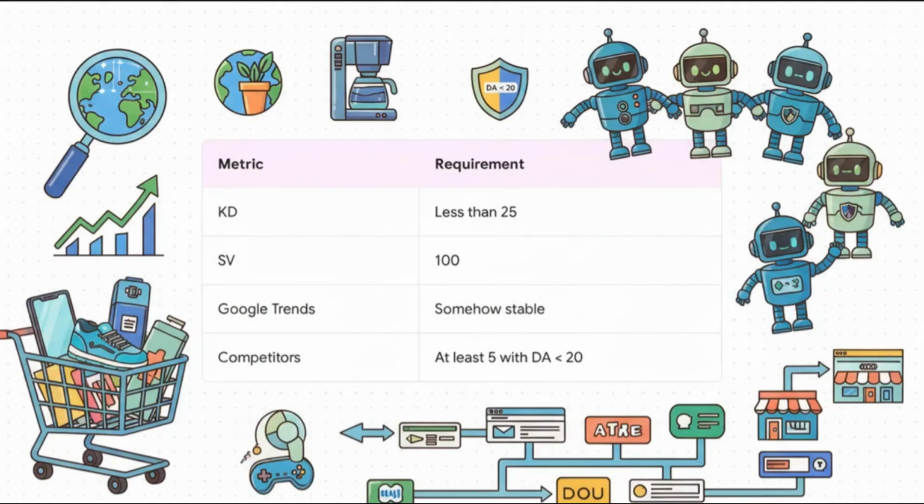For e-commerce, the numbers look pretty similar to service niches. That low search volume of just 100 is totally fine. But notice the key difference here? It's the competitor requirement. You're now looking for at least 5 low DA competitors. Why? It's a good signal that the market for that specific product might not be as crowded.